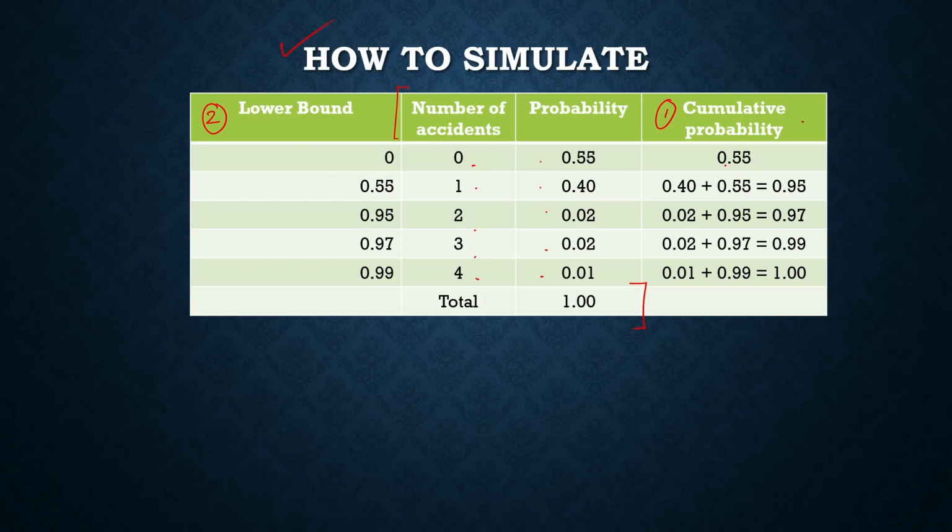So how to write the cumulative probability? The first value will be the probability itself. From the next value onwards, just add the value of the probability cumulatively. That means this is 0.4, so add 0.4 to 0.55 to get 0.95. Then 0.02 plus 0.95 gives you 0.97. Then again 0.02 plus 0.97 gives you 0.99. And then finally 0.01 plus 0.99 gives you 1. So in case of any discrete distribution, the cumulative probability column will show you 1 in the last row.